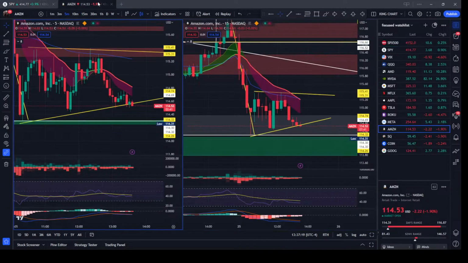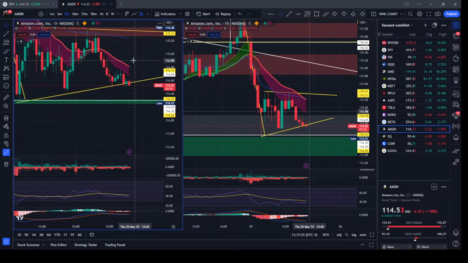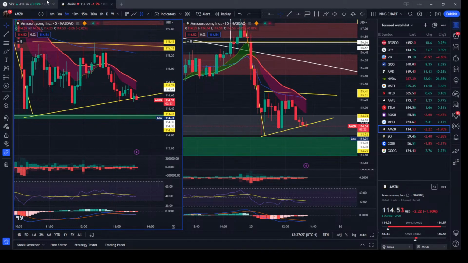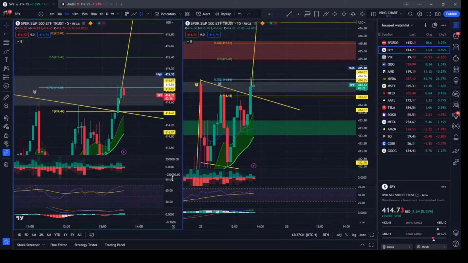All right, real quick, what's Amazon doing? Oh, Amazon's actually dumping, breaking out of that bearish pennant. But I don't take 2 trades at a time. I only watch one. Yeah, I'm only watching SPY. All right, looking good.